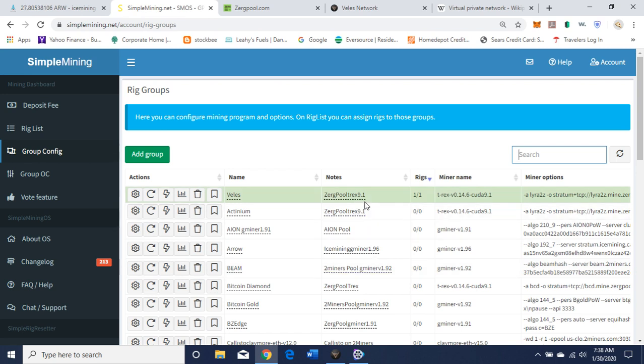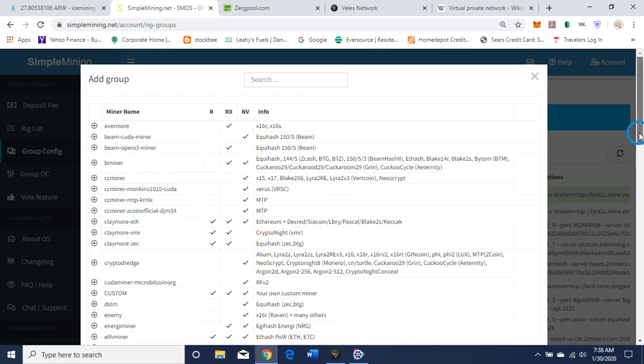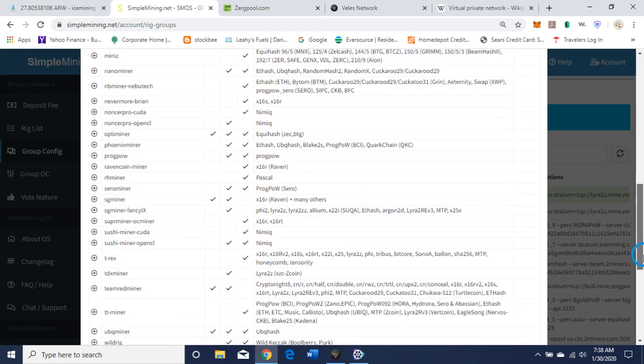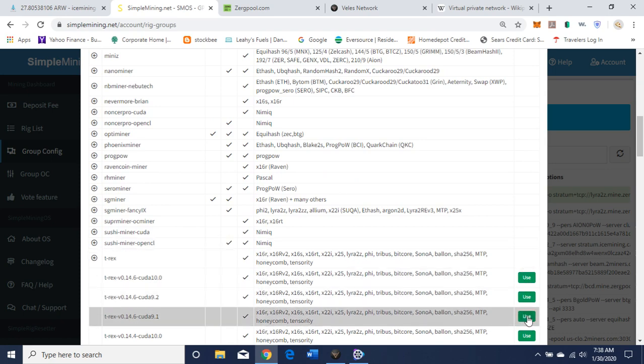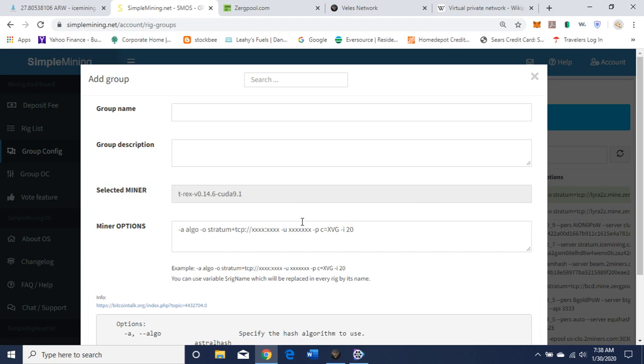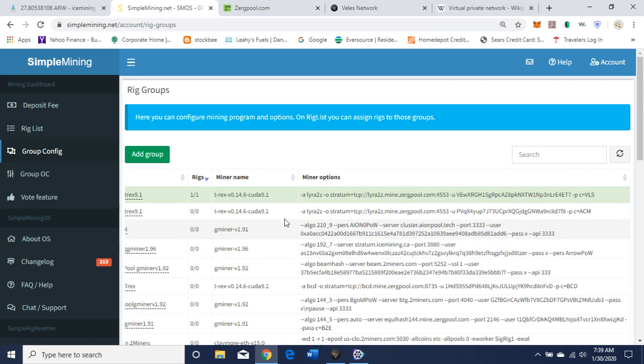So I'm using T-Rex, CUDA 9.1. Add group. And you're going to go down here to T-Rex. Click on that, and use whatever one you want. I use 9.1. And copy and paste it into here. Group name. I usually do the name of the project, Veles. The pool and what I'm using for a miner, T-Rex 9.1 on Zerg Pool. And here is the command line here.